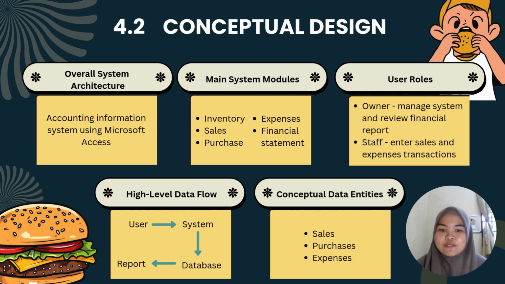For the high-level data flow, first, the user will input the transaction detail into the system. Next, the data will be stored in the database and proceed to generate the accounting report. Lastly, the main conceptual data entities of the system include sales and purchase transactions and expense recording. These entities are used for the database table creation in the physical design stage.